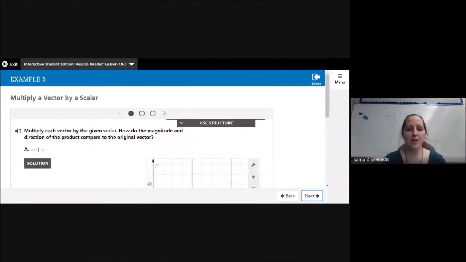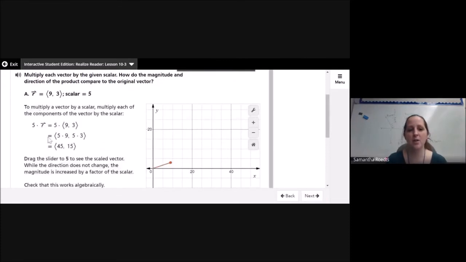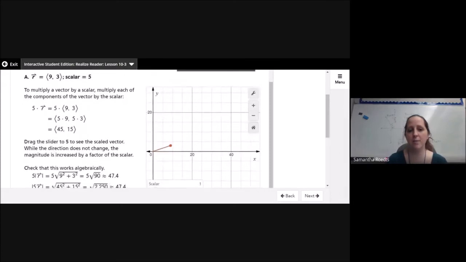Example 5, multiply a vector by a scalar. Multiply each vector by the given scalar. How do the magnitude and direction of the product compare to the original vector? So the vector r equals 9, 3, and my scalar is 5. To multiply a vector by a scalar, I multiply each of the components of the vector by that scalar. In this case, it's 5. I multiply 5 times 9 and 5 times 3. So I get 45 and 15.